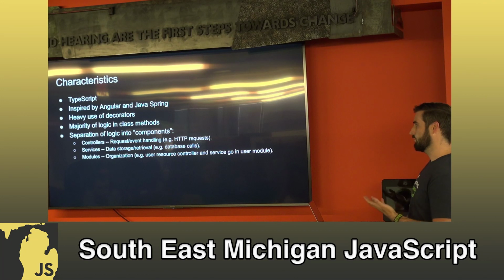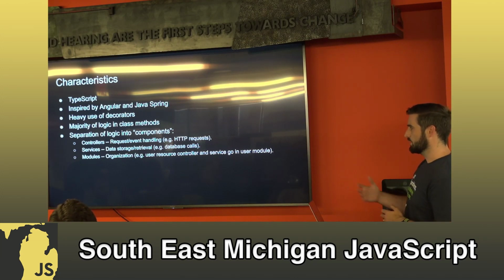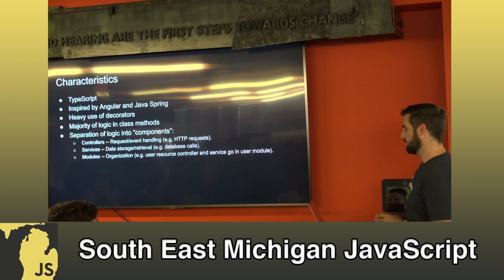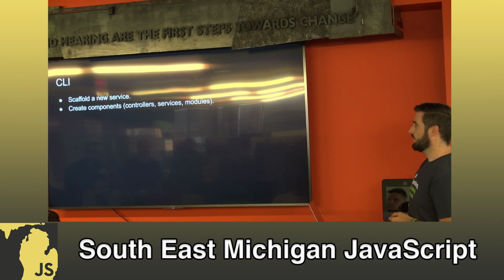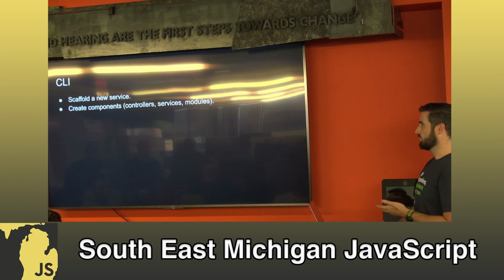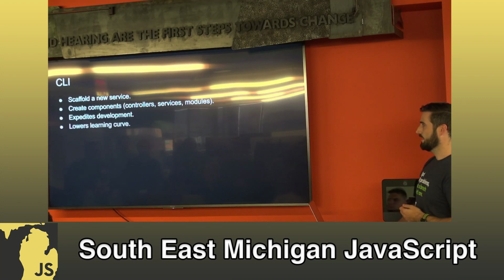So for example, if we have a user resource, which we'll have in this demo, you'd have a user controller for handling the routes for user. You'd have a user service for managing the data, and both of those would be inside of a user's module, which helps with organization, but also reusability of code. It also comes with the CLI, which can scaffold the new service. And you can create the components that we just talked about using the CLI. It expedites development, and it lowers the learning curve for new developers.